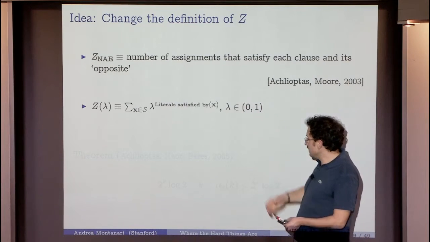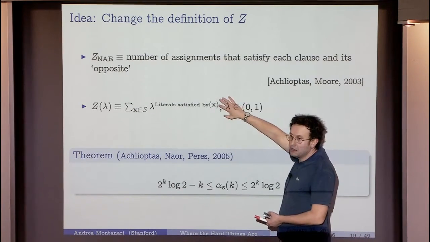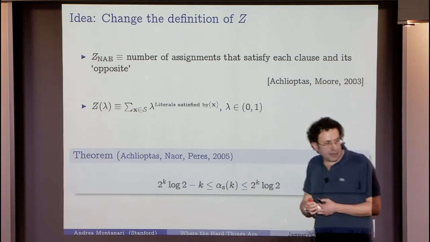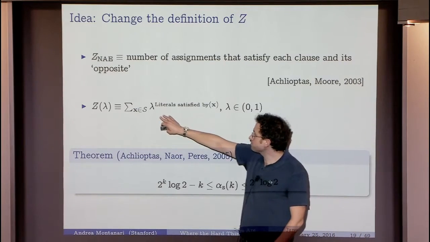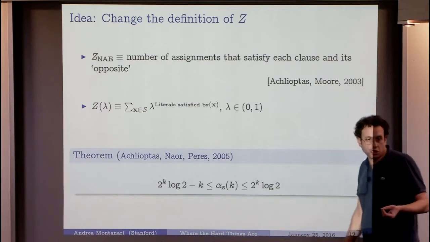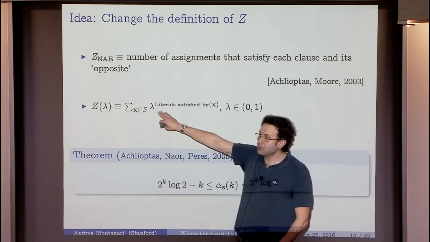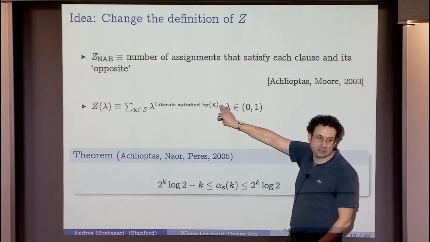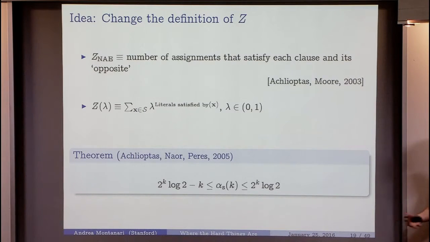All right? A smarter idea was used in a paper by Kleoptas, Naor, and Peres. What they did is, okay, I don't need to be so cruel as to satisfy each clause and its opposite. What I'll do is just construct a weight that kind of fights against this natural bias. The natural bias for a random solution is to go in the direction of the majority of the literals that it belongs to. Instead, I put here a number smaller than 1 raised to the number of literals satisfied by x. So not all solutions are created equal. There are some solutions that satisfy a lot of literals, some that satisfy fewer literals, and I look for the solutions that satisfy fewer literals because those solutions are less prone to this bias.